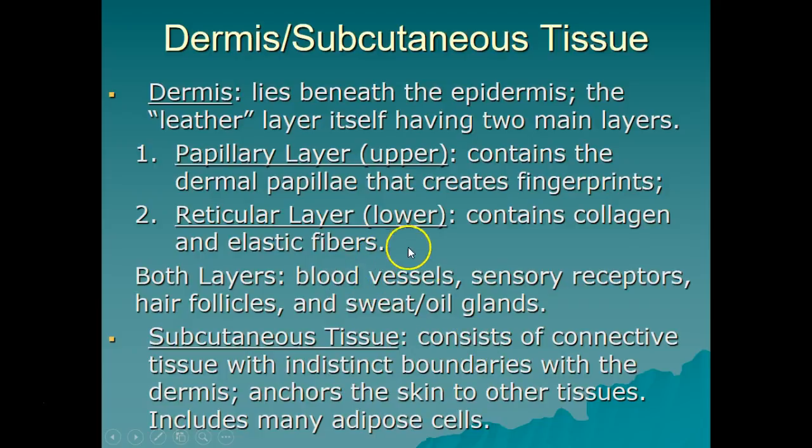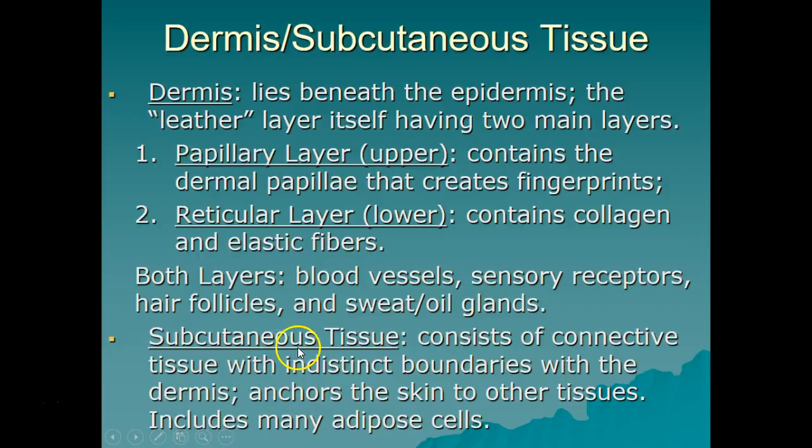All right. Most of these sweat and oil glands and hair follicles will end in the reticular layer, but some of them will go down into the subcutaneous tissue too. So there isn't a distinct layer. It's just basically a gradual change of tissue. And what you start to see also is many adipose tissues in the subcutaneous layer of tissue.